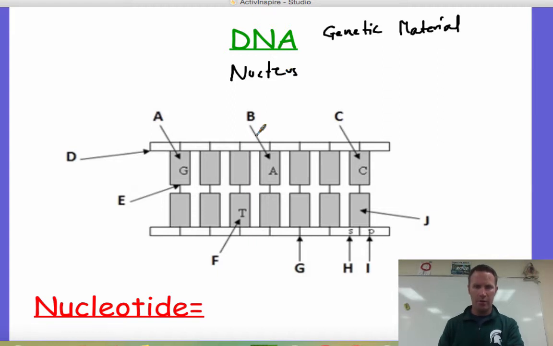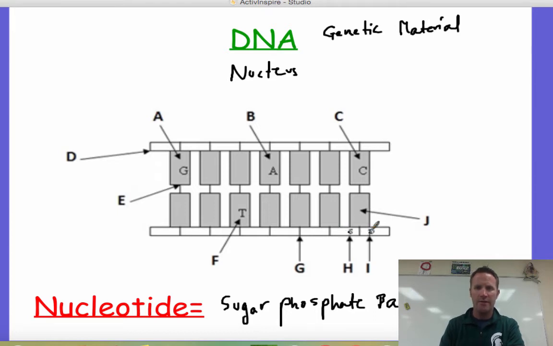Okay. Remember that a nucleotide is composed of 3 parts. It's a sugar, a phosphate, and a nitrogen base. Okay, so if you look at this picture of DNA right here, this is a sugar, this is a phosphate, this is a base, so this whole thing is a nucleotide right here. Okay, so our DNA is made up of billions of nucleotides long that make up our DNA strand.